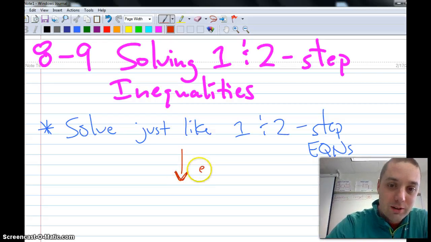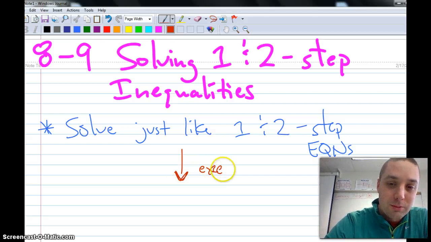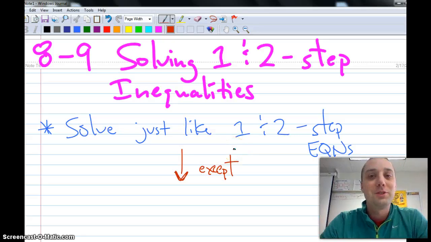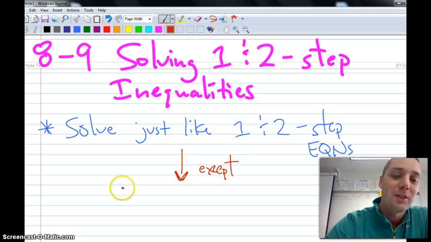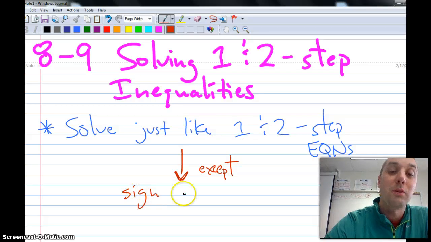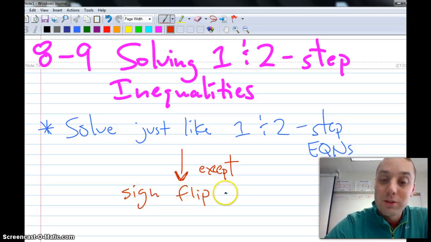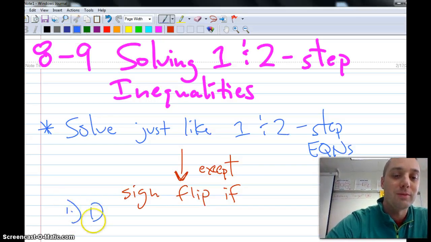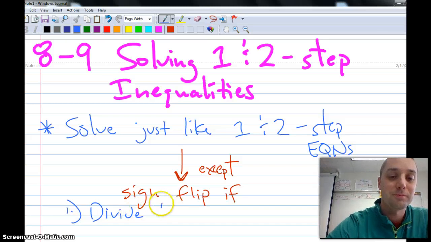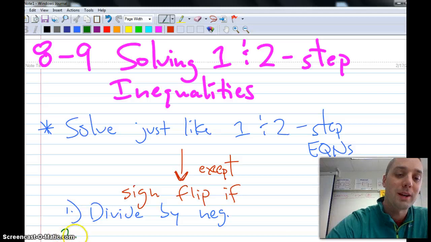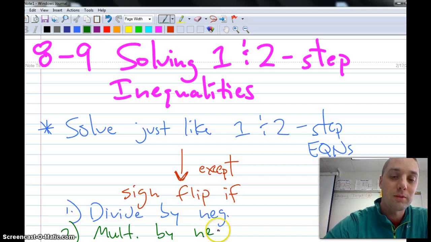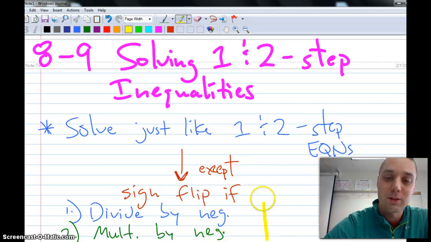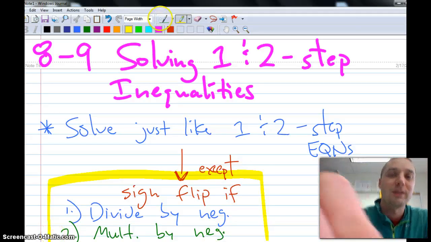Make a little flowchart arrow down, except, two things will happen. The inequality sign will flip if you ever do two things. Number one, if you ever divide by a negative, the inequality sign flips. And two, if you ever multiply by a negative, the inequality sign flips. Then put a big circle around that. That is key information right there. Things to look out for.